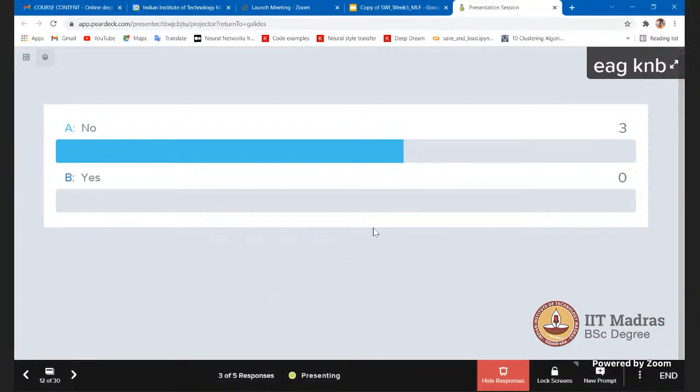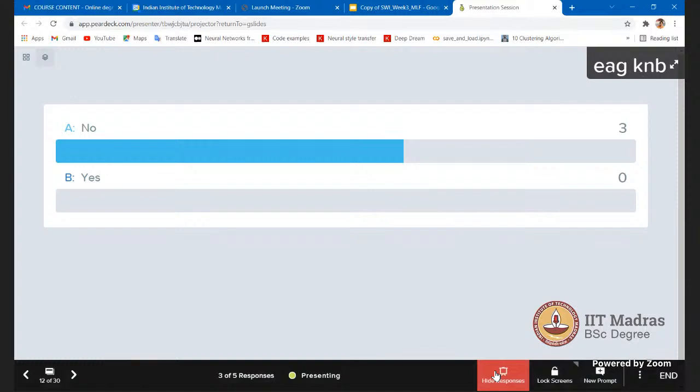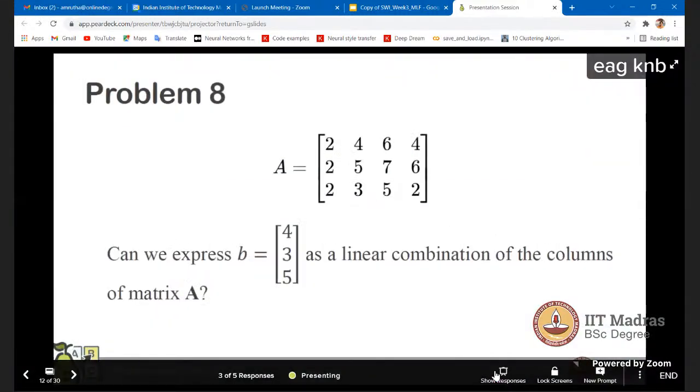Okay. So I just want to ask you, how did you solve this problem? Because I have responded as no. So can you tell me? Can anyone of you tell me why you got no as an answer? Ma'am, actually I tried all possible combinations of the columns. Okay. Hit and try method.